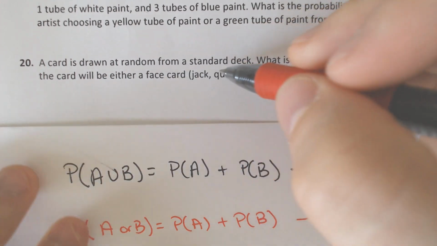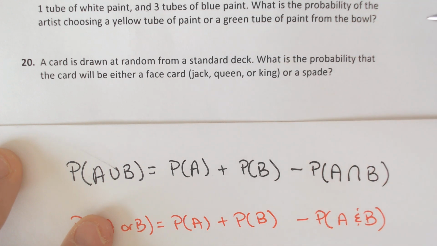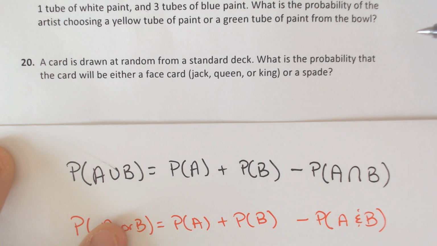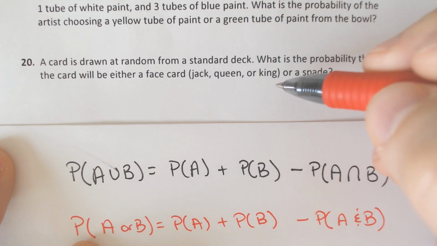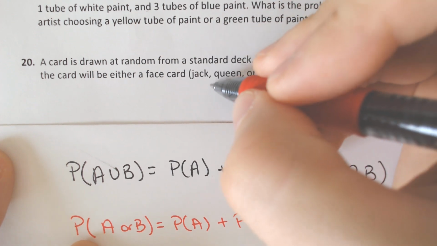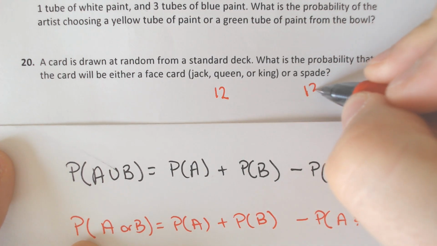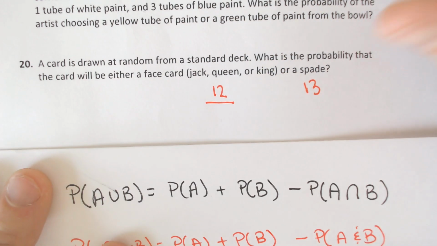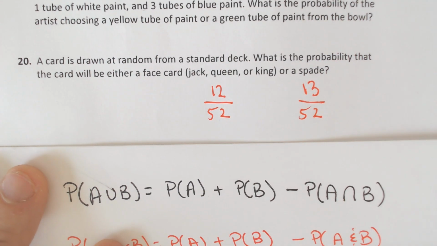So what is the probability that it is a face card? Well, there are 1, 2, 3 face cards. They're not counting an ace as a face card. And that would mean if there are 3 of them in every single suit, there are 4 suits, there would be 12 total face cards. There are 13 total spades. So we would have 12 out of 52 and 13 out of 52 for the spades.